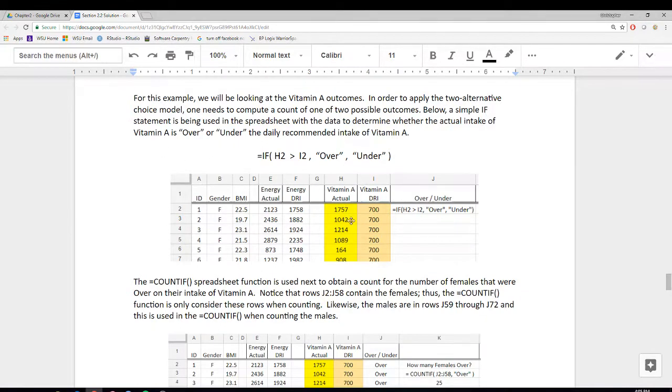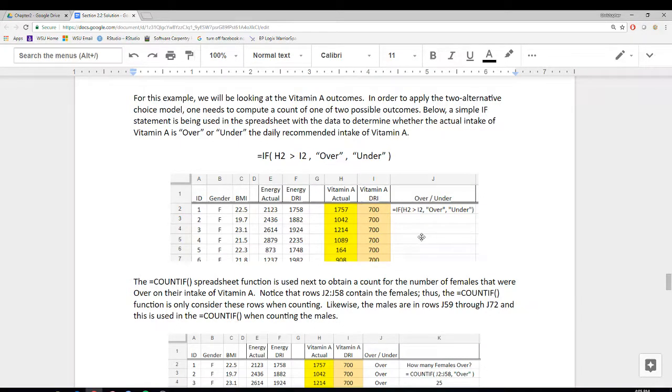Okay, so here we can see in this picture of the spreadsheet, we actually have their actual amount of vitamin A taken, and then we have their DRI value, which is their daily recommended intake. For these first few people, we can see that the actual amount of vitamin A was above their DRI value. But here, the fifth person, ID number 5 here, we can see that their vitamin A intake was actually quite low. It was only at 164 when their DRI value should have been 700.